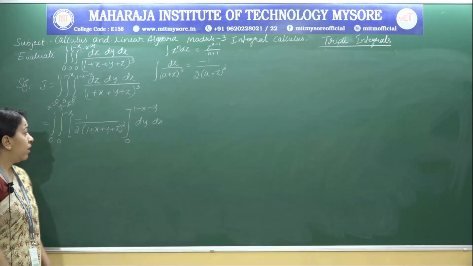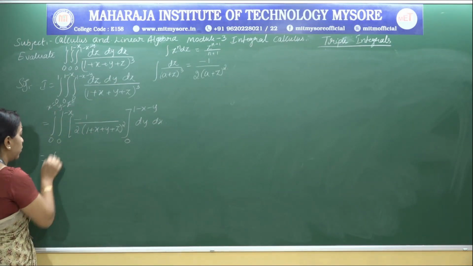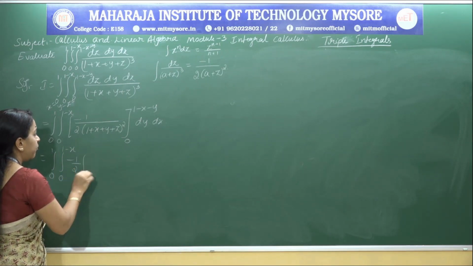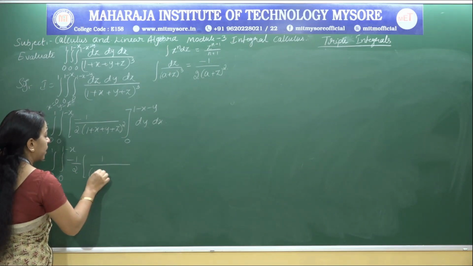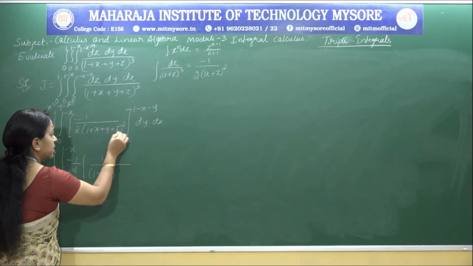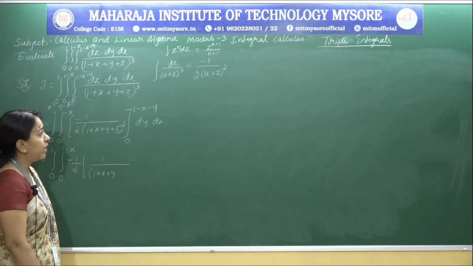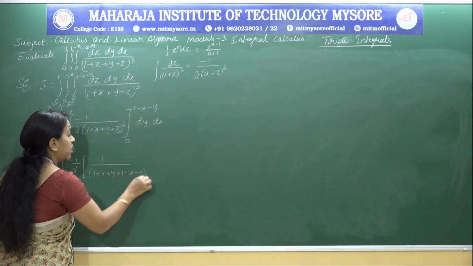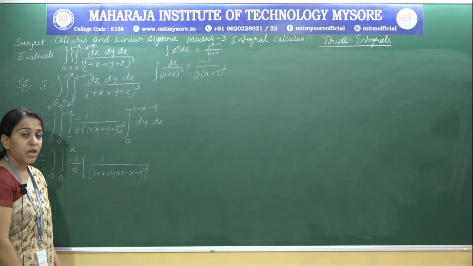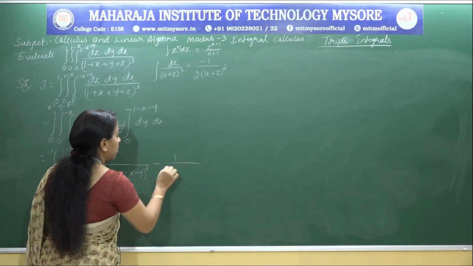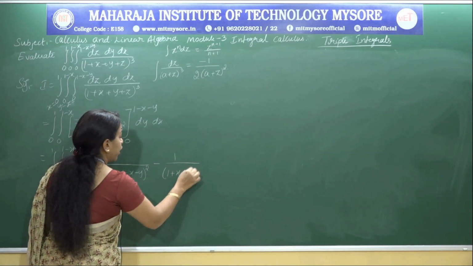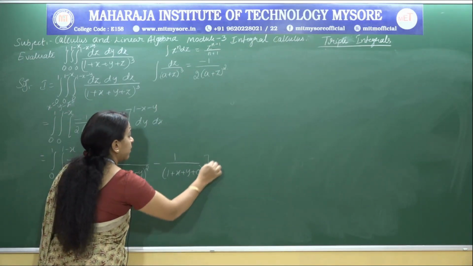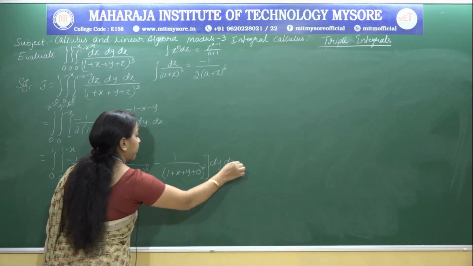Okay. Now apply the limit, that is integral 0 to 1, 0 to 1 minus x, minus 1 by 2 common. The upper limit is 1 plus x plus y. So in place of z, we should replace by 1 minus x minus y. So plus 1 minus x minus y whole square is the upper limit. Minus lower limit is 1 by 1 plus x plus y plus z should be replaced by 0 and we have whole square dy dx.